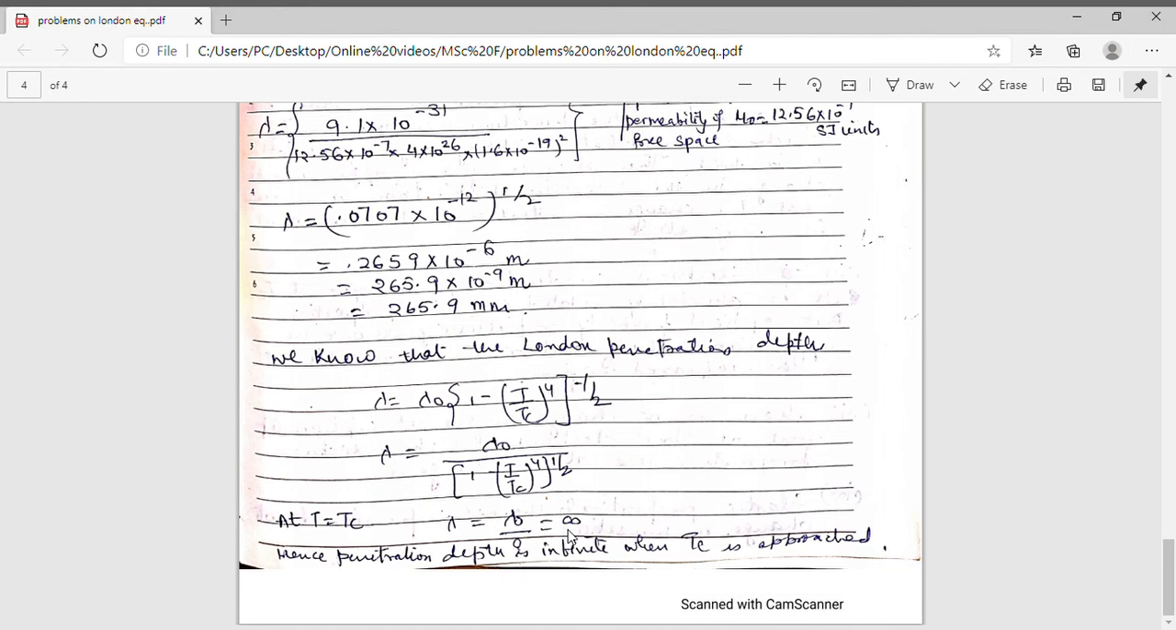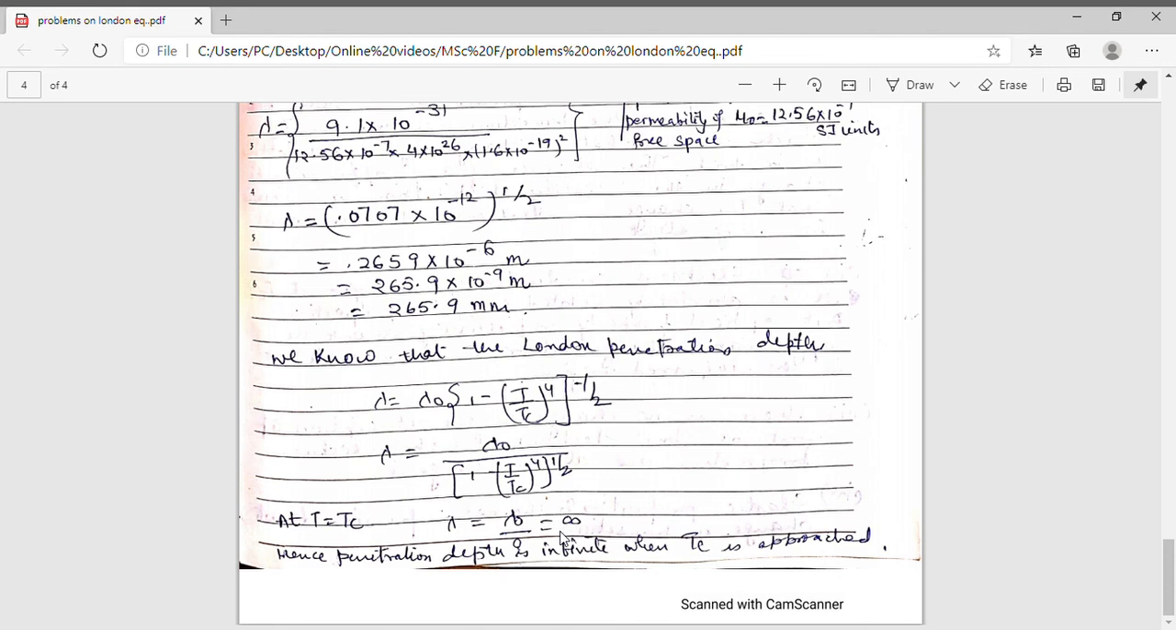Now I have to determine the significance of London penetration depth at T equal to Tc. For this purpose, I have used the expression lambda equal to lambda 0 (1 minus (T upon Tc) raised to power 4), this whole raised to power minus half. Putting T equal to Tc, I got 1 minus 1, which is 0, and I got lambda equal to infinite. Hence, the London penetration depth when T equals Tc has a value infinity.